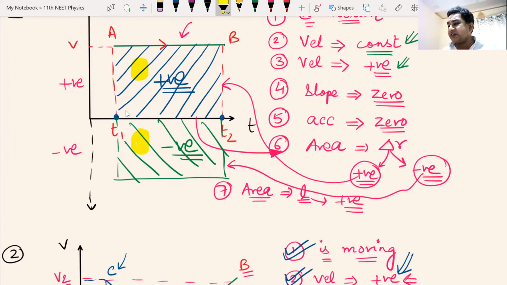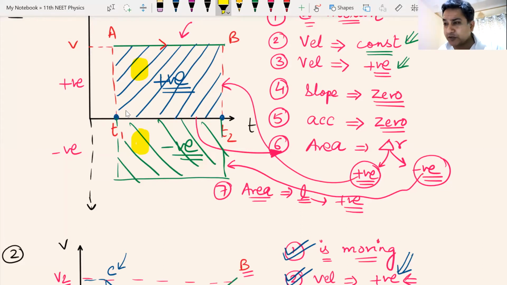That is what we have discussed in today's class. We have discussed the velocity time graph. Its slope gives us acceleration. Its area gives us displacement and distance. We'll be solving some questions in the next class. I'll be winding up today's class at this point.